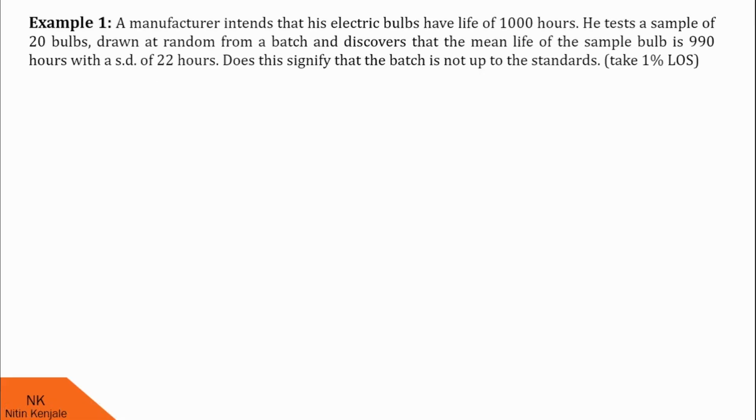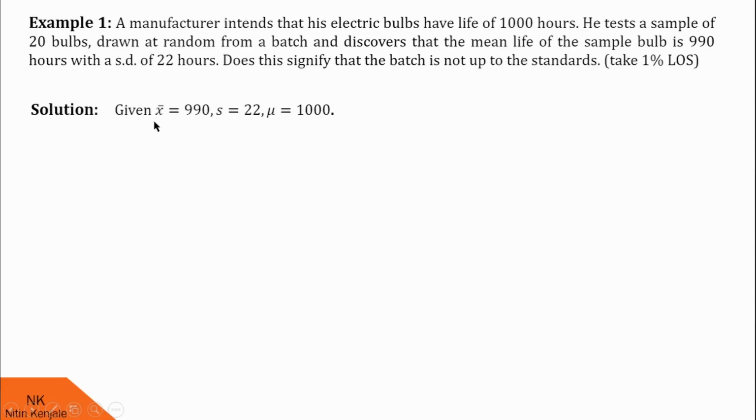Here is our example number 1. Given that a manufacturer intends that his electric bulbs have a life of 1000 hours. He tests a sample of 20 bulbs drawn at random from a batch and discovers that the mean life of the sample bulbs is 990 hours with a standard deviation of 22 hours. Does this signify that the batch is not up to the standards? Also given that, take 1% LOS. Let us proceed for the solution.